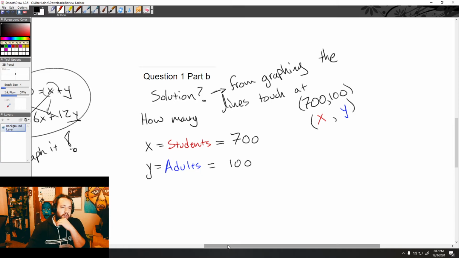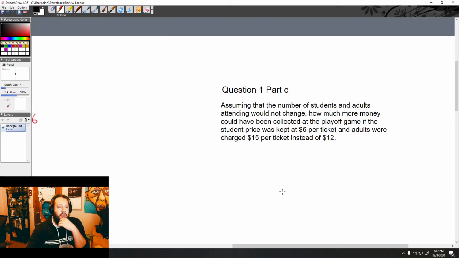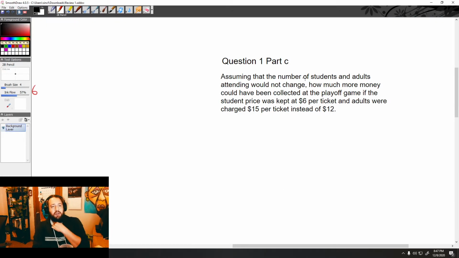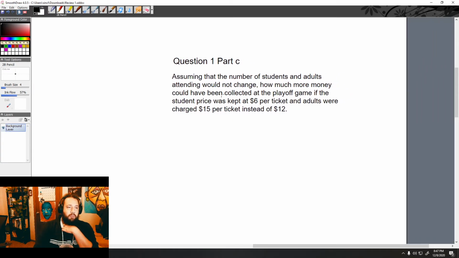Now, let's go on to part C. So part C is going to be up here. Question 1, part C, assuming that the number of students and adults attending would not change, how much more money could have been collected at the playoff game if the student price was kept at $6 per ticket and the adults were charged $15? So students is going to still be my 6. This is going to be my student price. But now my adults are going to be charged 15.